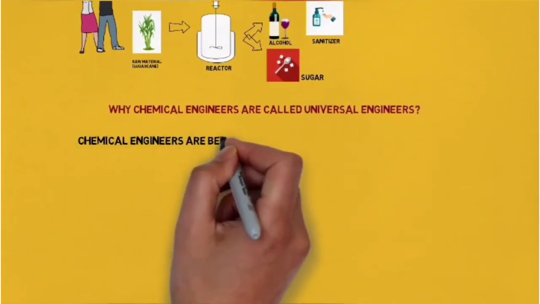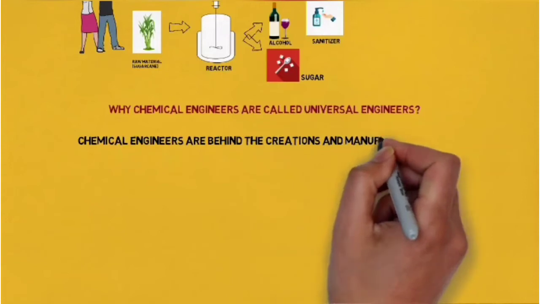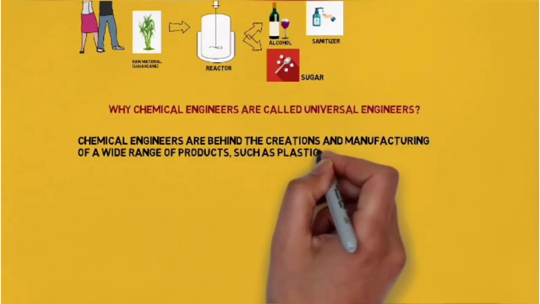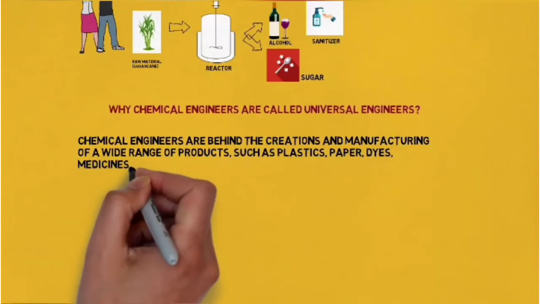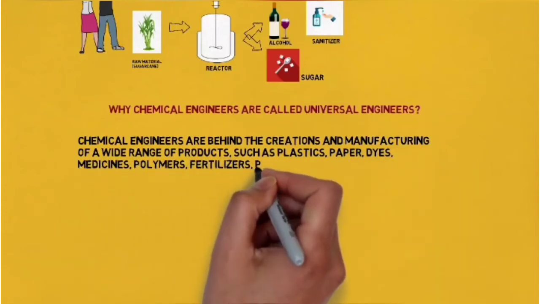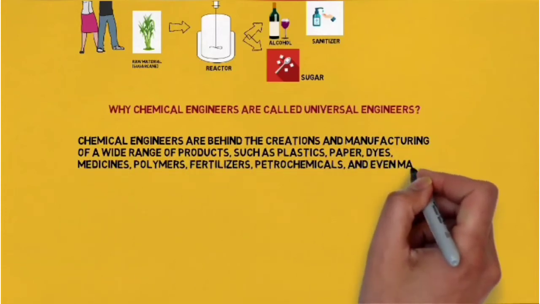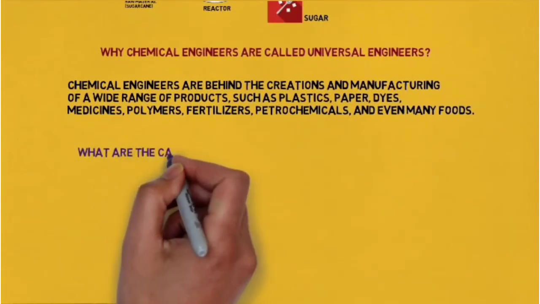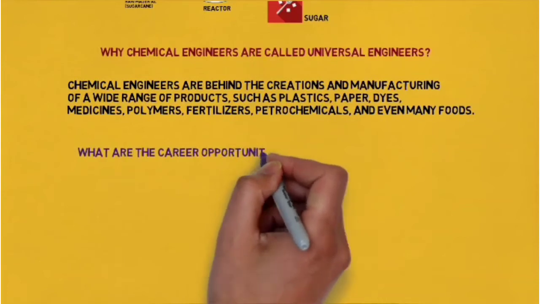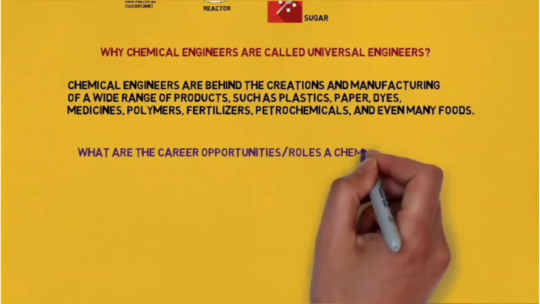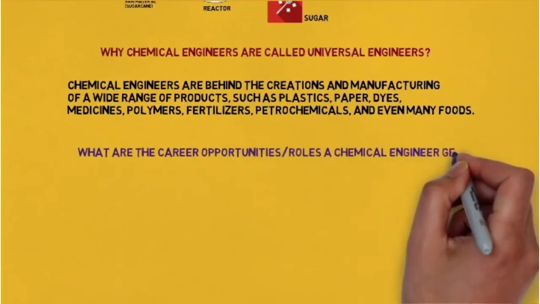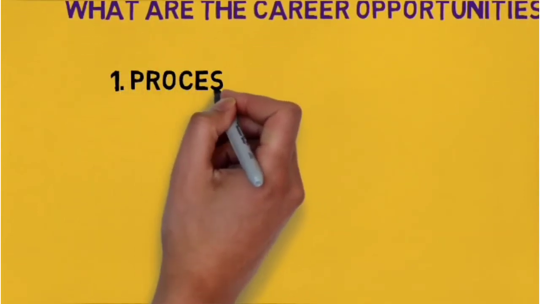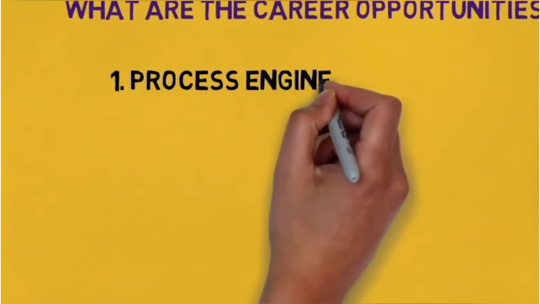So now let's understand why a chemical engineer is called a universal engineer. If you search on Google, you will find that a chemical engineer is a universal engineer. So what is the reason behind this? A chemical engineer is actually behind the creation and manufacturing of so many products such as plastic, paper, dyes, fertilizer, and even many more food products. So that's why chemical engineering skill is called a universal engineering skill.